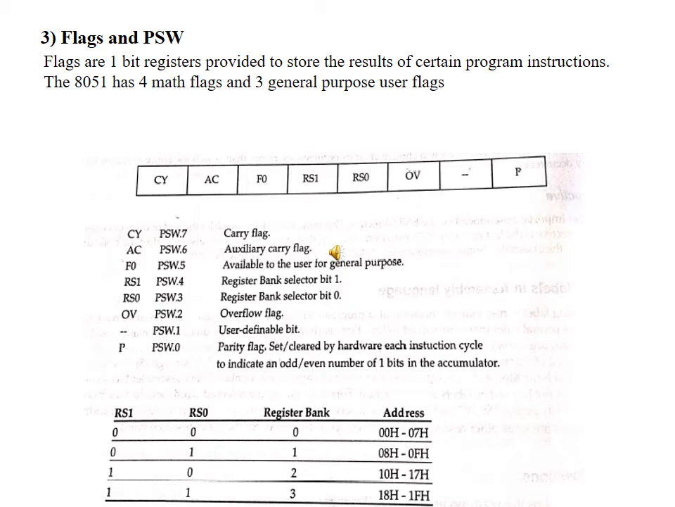So here you can see the register select bits RS1 and RS0. If both are equal to 0, 0, then you are going to access any one of the registers in bank 0, whose address ranges from 00 to 07. If RS1 is 0 and RS0 is 1, then you are going to access the registers in bank 1. If it is 10, you are going to access the registers in bank 2. If it is 11, then you are going to access the registers in bank 3. So these are the addresses of the 4 register banks.